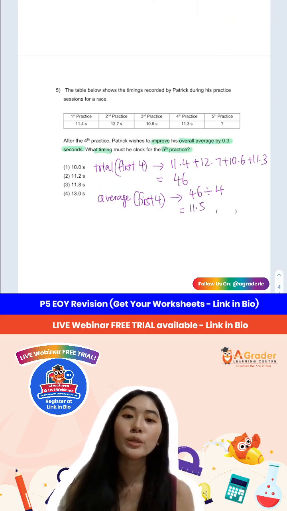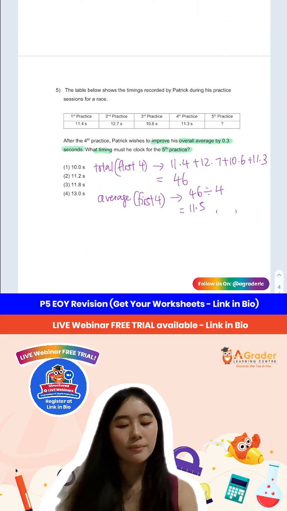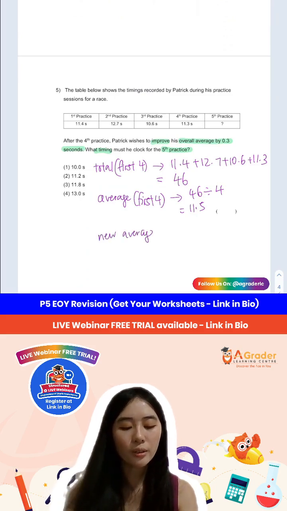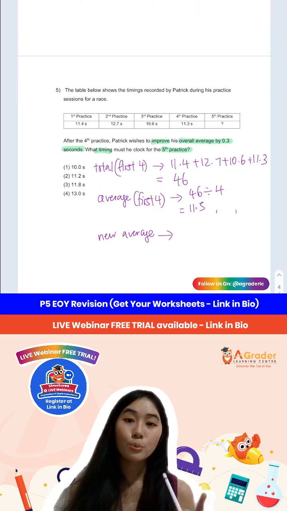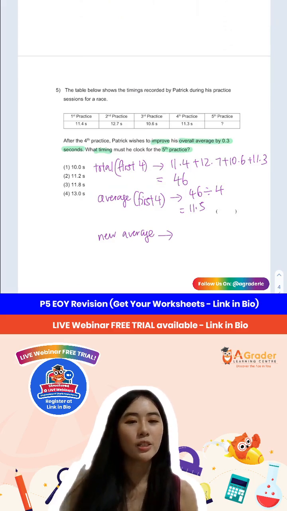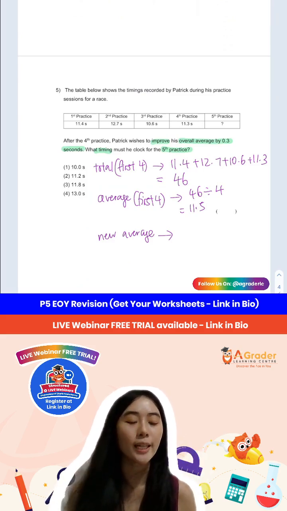So I think most of you can get the first 2 steps. Now what about the next step? How do you find the new average? Let me know in the chat box. If he wants to improve his average by 0.3 seconds, what does that mean? Plus or minus 0.3? This is the trickiest part of the question. Plus or minus the 0.3 seconds.